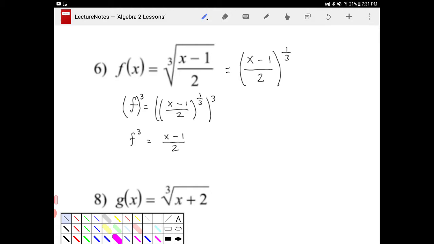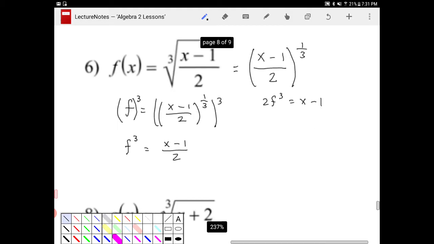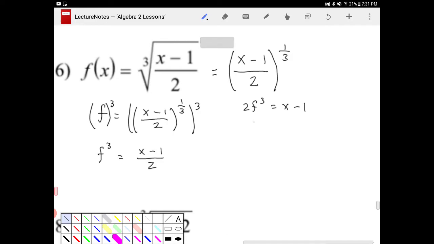So now, again, I'm going to solve for x. Multiply both sides by 2. I end up with 2f to the 3rd is equal to x minus 1, or x is equal to 2f to the 3rd plus 1. And then second to last step here, I want to replace x with f inverse of x and f with the letter x.